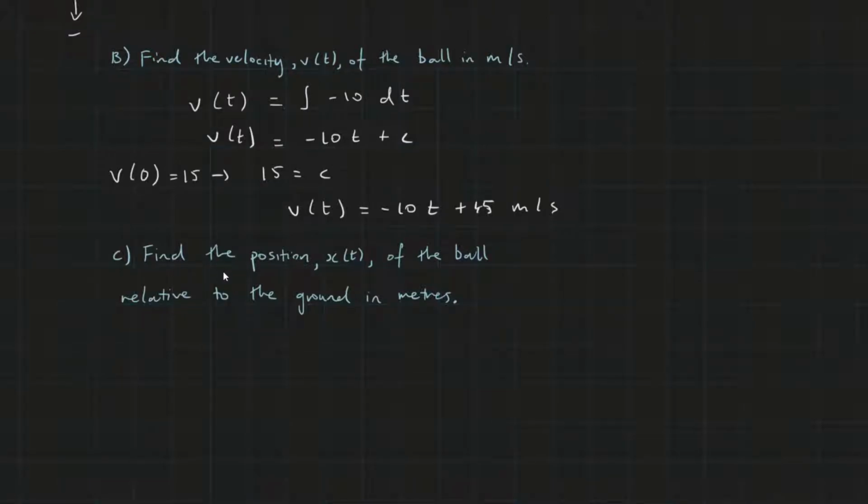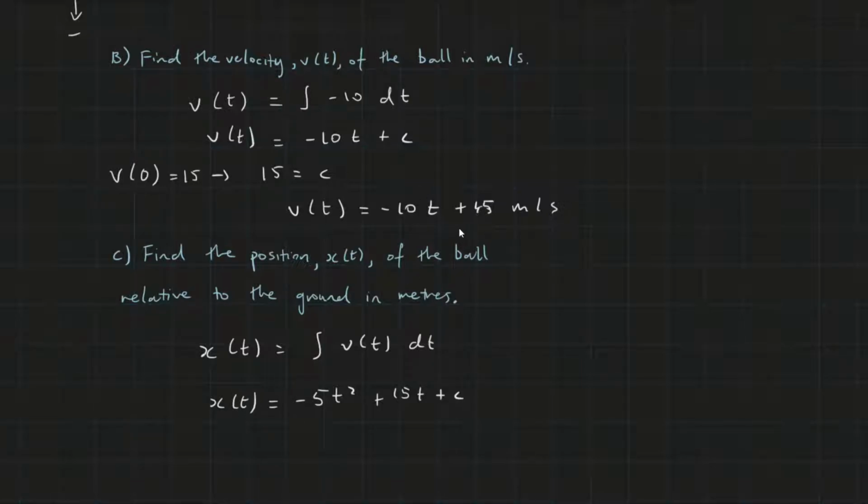Part C asks us to find the position, x of t, of the ball relative to the ground in meters. Position is another word for displacement. x of t is going to equal the integral of v of t dt. So it'll be the integral of negative 10t plus 15. We should be able to calculate this relatively easily. Negative 5t squared plus 15t plus c.